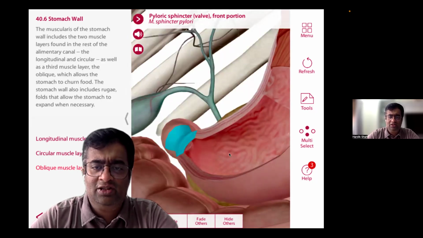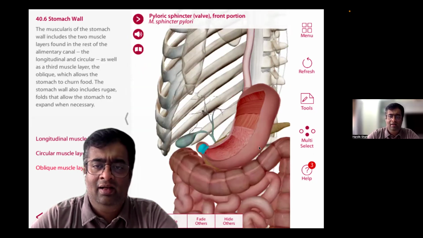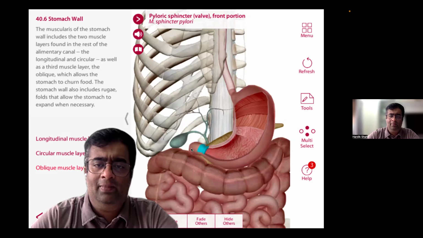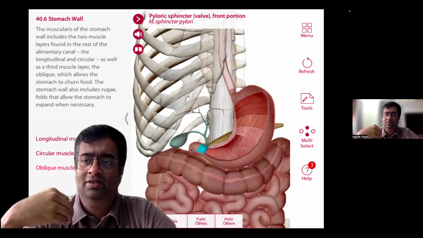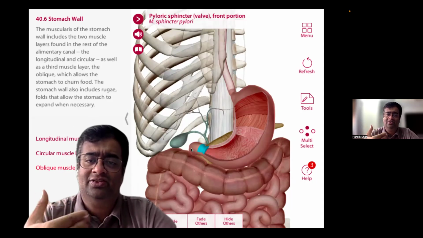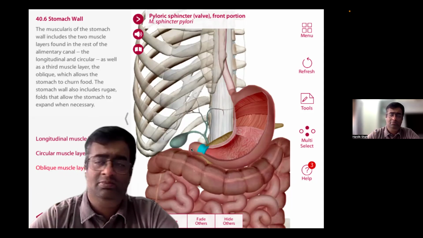Okay, so duodenum is the first part of the small intestine. So the entry of food into the duodenum is guarded or regulated by the pyloric sphincter. The word pylorus means gatekeeper because it acts as a gatekeeper to regulate the passage of food from the stomach into the small intestine.